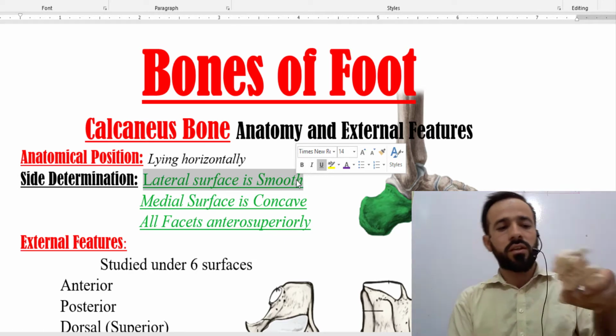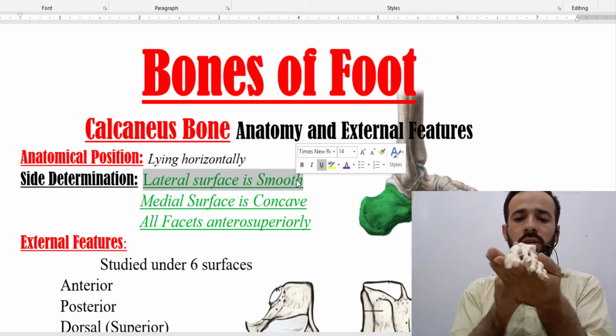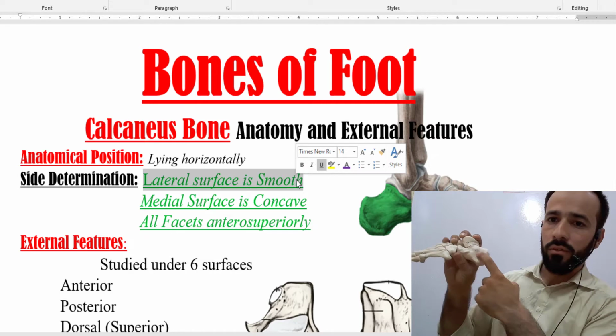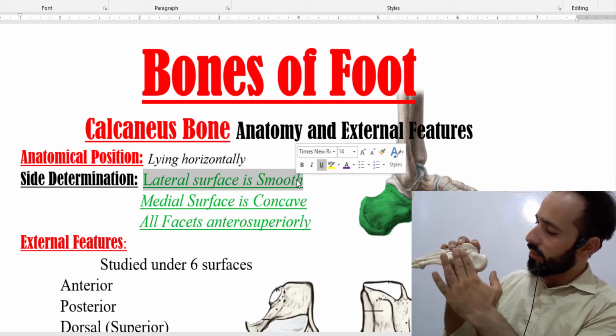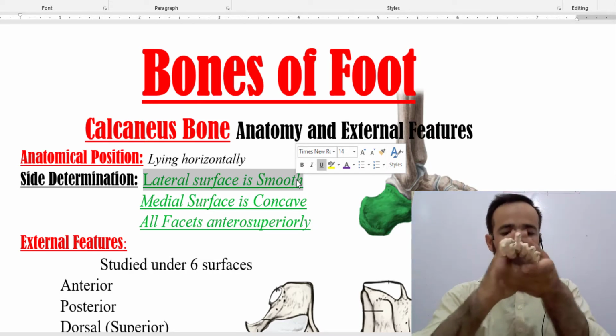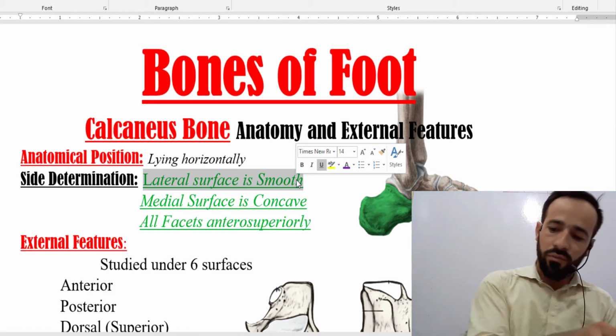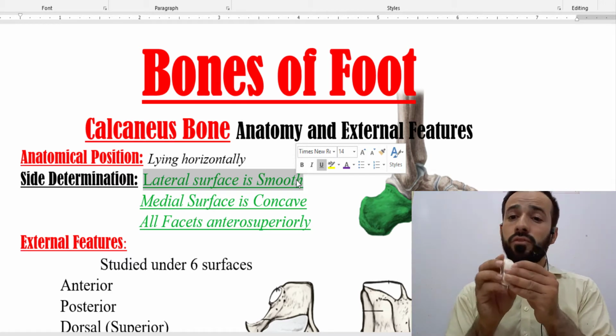So if you see here, this is a left foot in my hand, right? You can see here the calcaneus bone, right? The smooth surface is kept laterally and the concave surface is medially, right? And all the facets of it should be superior anteriorly.